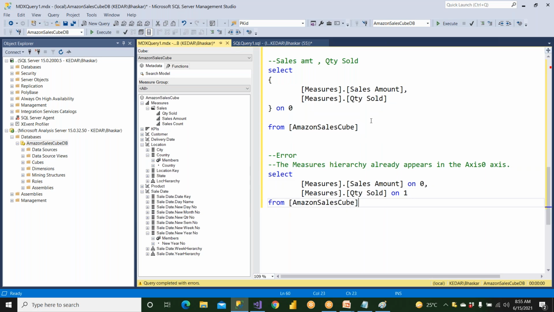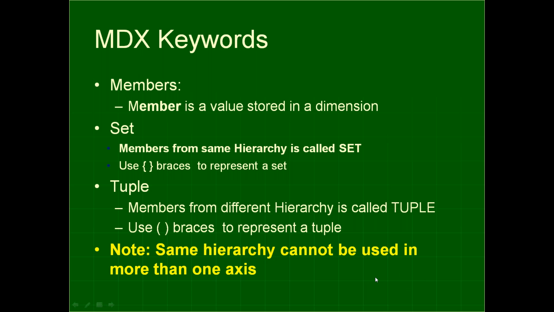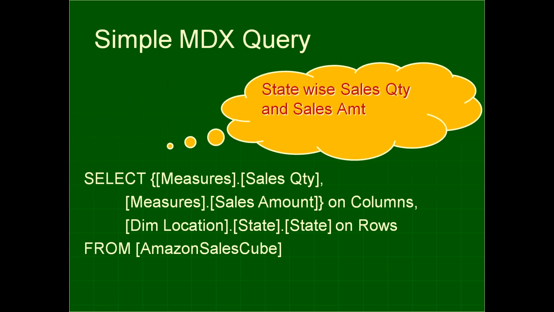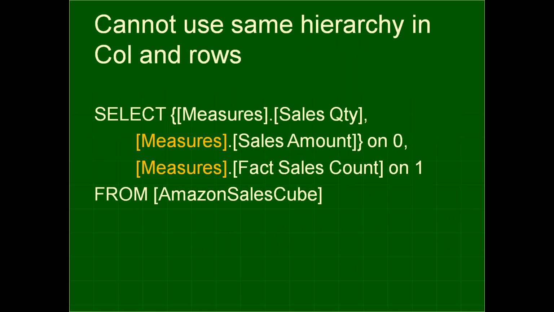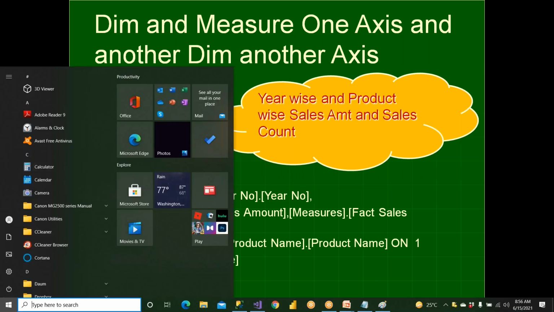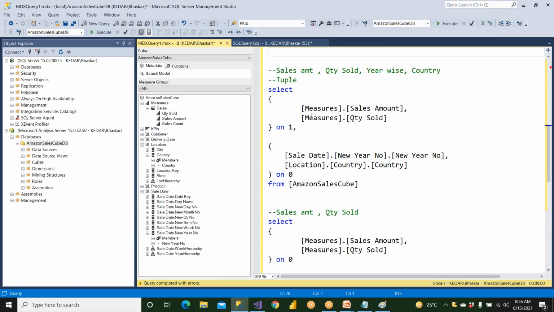Writing MDX queries is very, very simple. They may be lengthy, but they are very simple queries, guys. So no worry about the queries. Clear? You should understand what a member is, what a set is, what a tuple is. Then it is very easy for you to grasp it. Now, the same hierarchy cannot be used once it has already appeared, so a measure in one axis and a dimension in another axis. This is also a beautiful question. One of the guys asked a question. What I have done in the previous query.